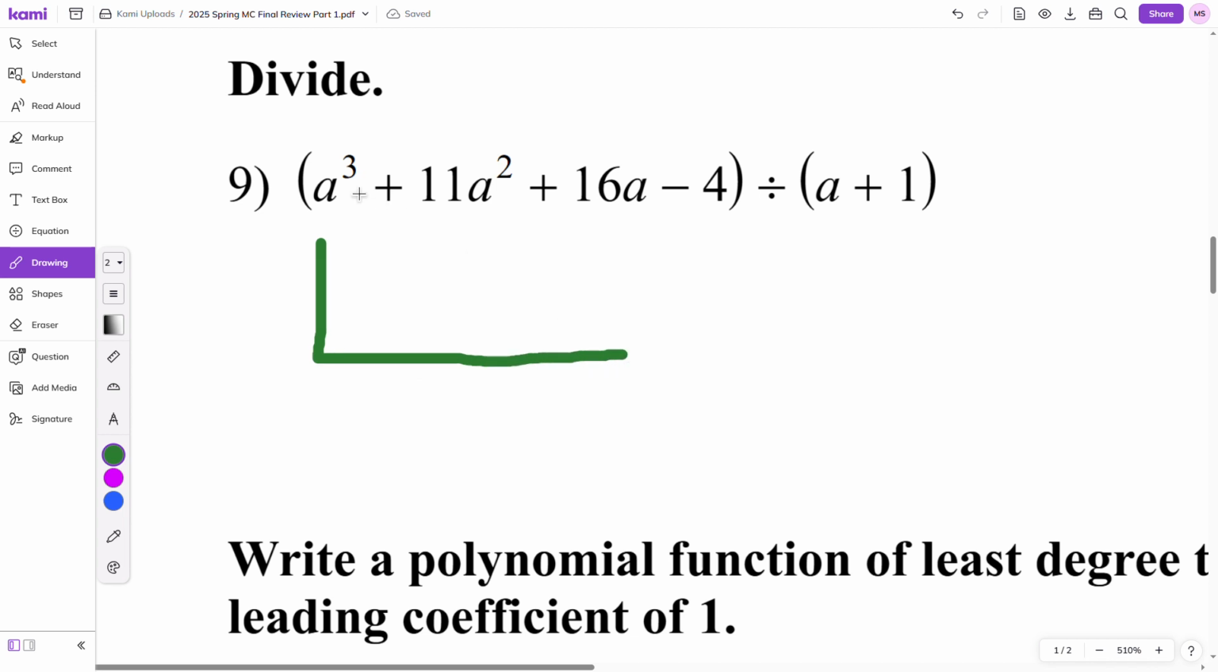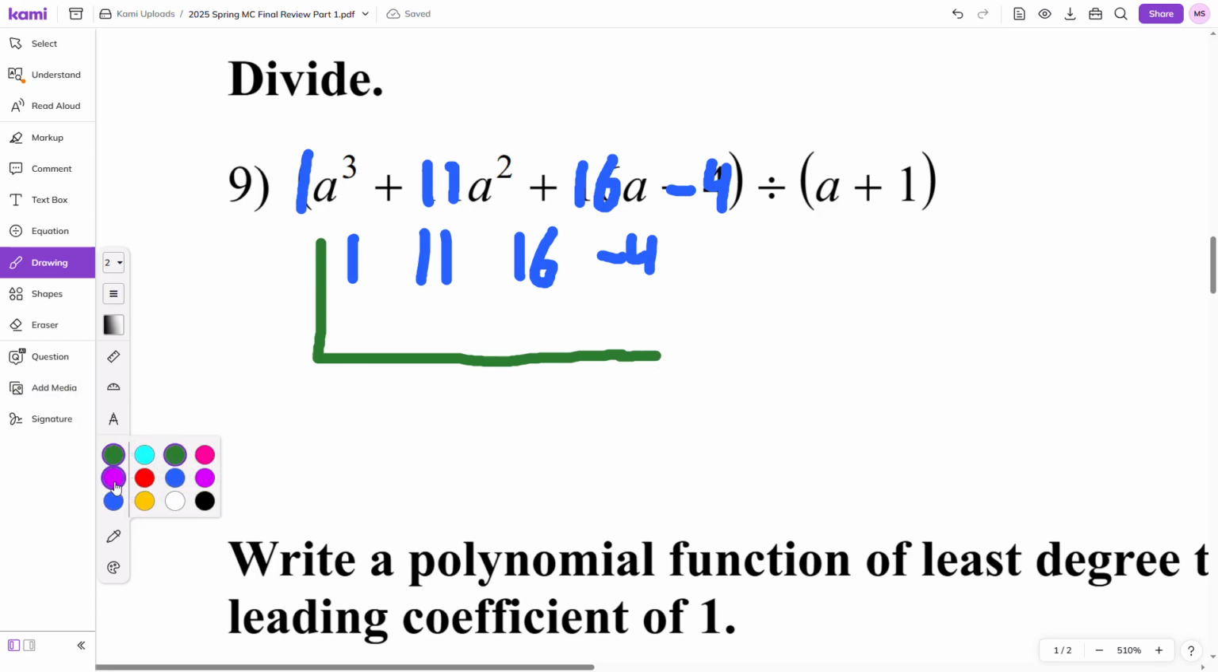And so what that looks like is essentially that the coefficients here are 1, 11, 16, -4. You just write those in here. 1, 11, 16, -4.